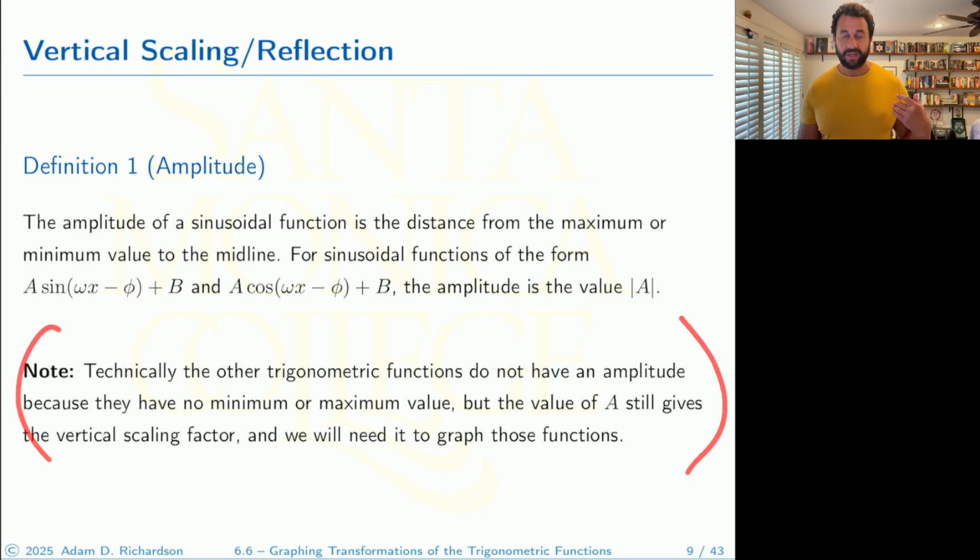Here's an important note. Technically speaking, the other trig functions don't have an amplitude, quote unquote, because they don't have a minimum or a maximum value, right? Tangent is unbounded, for example. Tangent goes from negative infinity to infinity. Even cosecant and secant are not bounded. Their ranges go to plus and minus infinity one way or another. So they don't technically have an amplitude. However, that value of A is still going to give us a vertical scaling factor, so we still need to take note of it. It's just technically not the amplitude at that point.